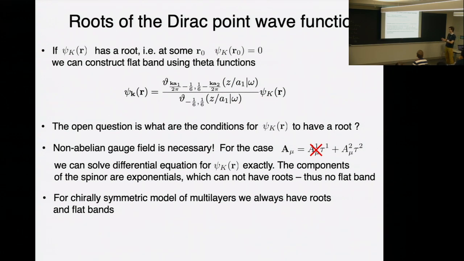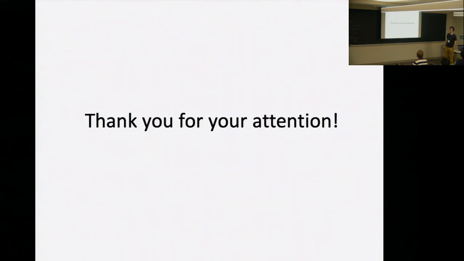So the next important ingredient is the roots of the Dirac point wave function. We know now that if the Dirac zero mode wave function has a root, meaning that at some point the spinor is zero, then we can construct a flat band using theta functions. But the open question is what are the conditions for the Dirac spinor to acquire a root? And we know that, as I mentioned, the non-abelian gauge field is necessary for this. Because if we switch off some component and abelianize this gauge field, we can solve the differential equation for the Dirac spinor exactly, and we see that the components of the spinor are exponentials. And exponentials cannot have zeros, they cannot have roots. So we can immediately explain why in the abelian case we cannot have a flat band.